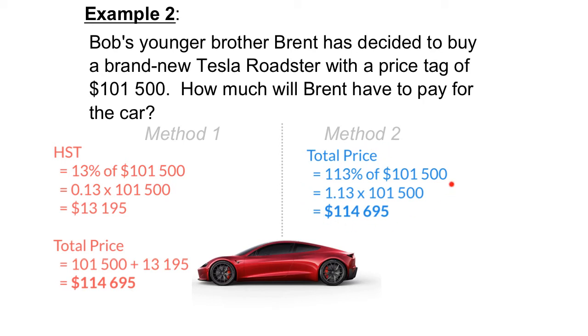Method 2 is a little bit faster because we don't have to do 2 steps, we just do the whole thing in 1 step. So again, we can answer these questions where we're finding the total price after tax in 2 different ways, and it doesn't matter which way you do it, you're going to get the same answer.